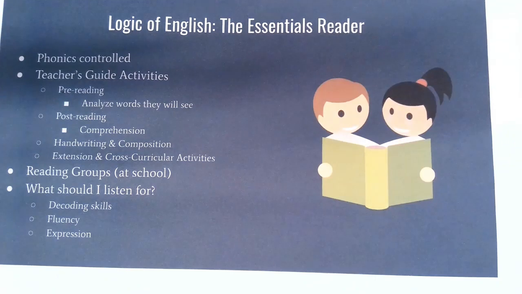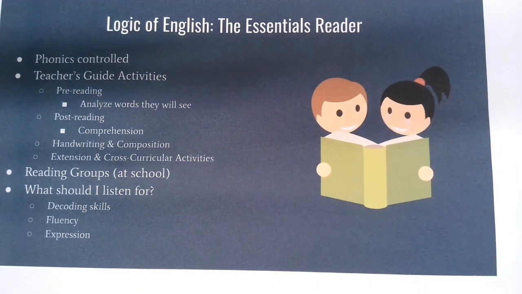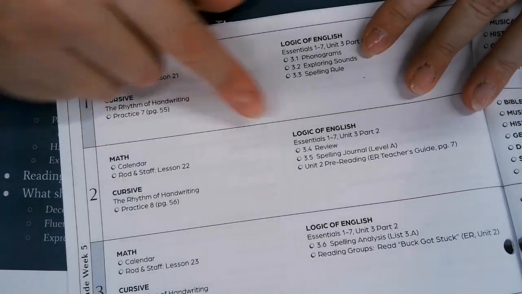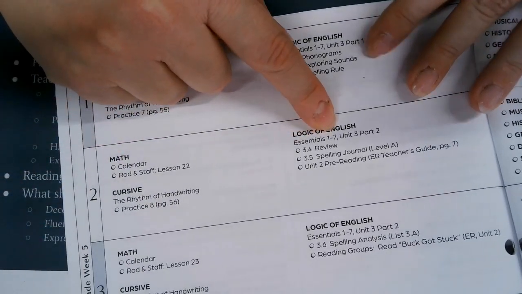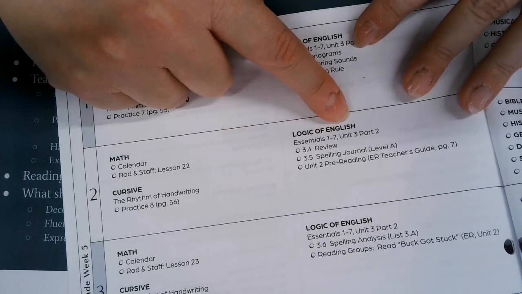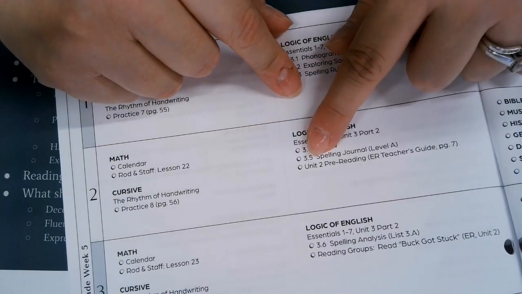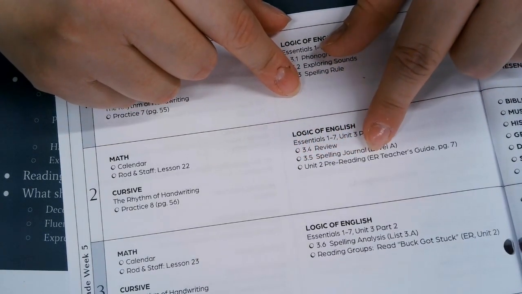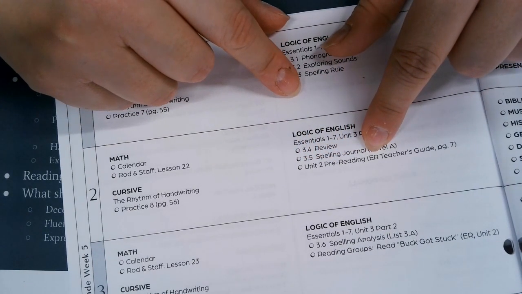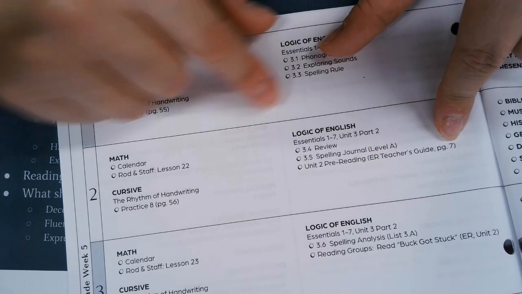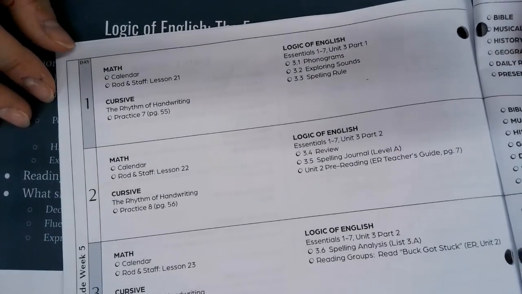So the way this will look in the plans is that you will see essentials, you'll see the unit and the part, and then starting on day 2 at home, you're going to have Unit 2 pre-reading. Anytime you see ER, that stands for Essentials Reader. So you're going to go to the teacher's guide on page 7, and you're going to do that pre-reading.